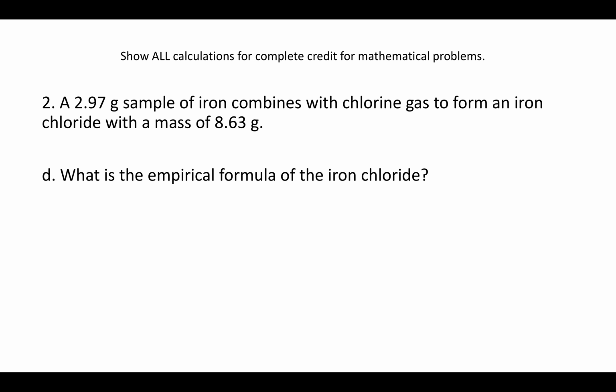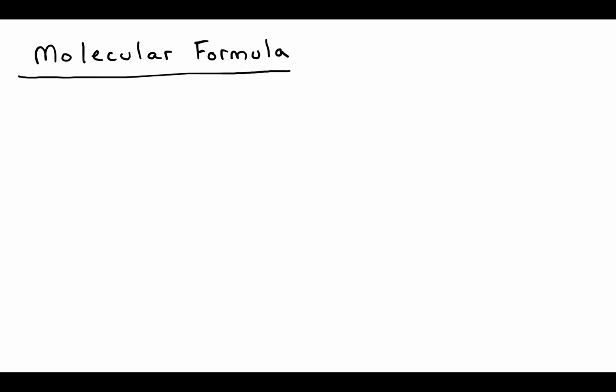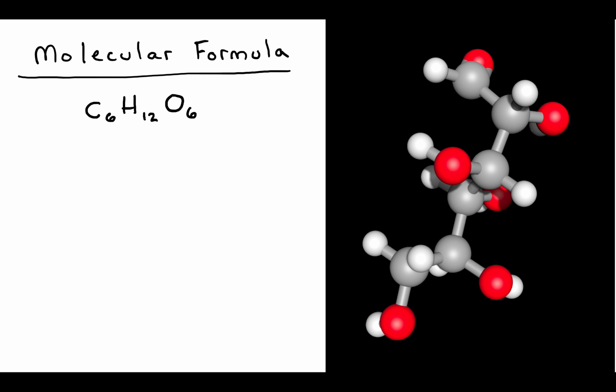Part D of this question asks, what is the empirical formula of the iron chloride? To explain this, first we have to know what an empirical formula is. I think the more intuitive thing to understand is what a molecular formula is. Let's say we had something like C6H12O6. That's the molecular formula for a molecule called glucose. It's blood sugar. So that tells you the exact number and types of atoms in a molecule.